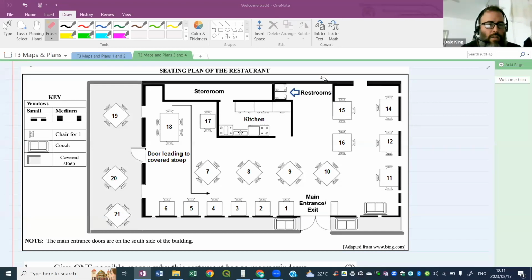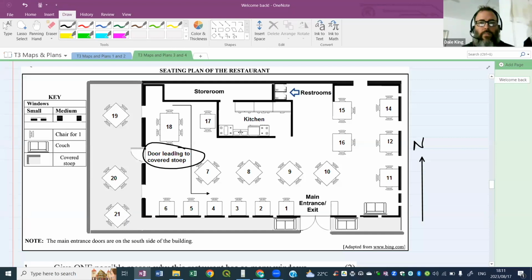And at the bottom here it says, note, the main entrance doors are on the south side of the building. Now, I don't know if you noticed, but there was no north arrow in this diagram. But they do mention here at the bottom that the main entrance is on the south side, which means this arrow here is good to point north. So I'll put the arrow in there just in case we need it. They must be telling us this note for a reason. They wouldn't just write it there for no reason. We've got a door leading to the covered stoep over there.